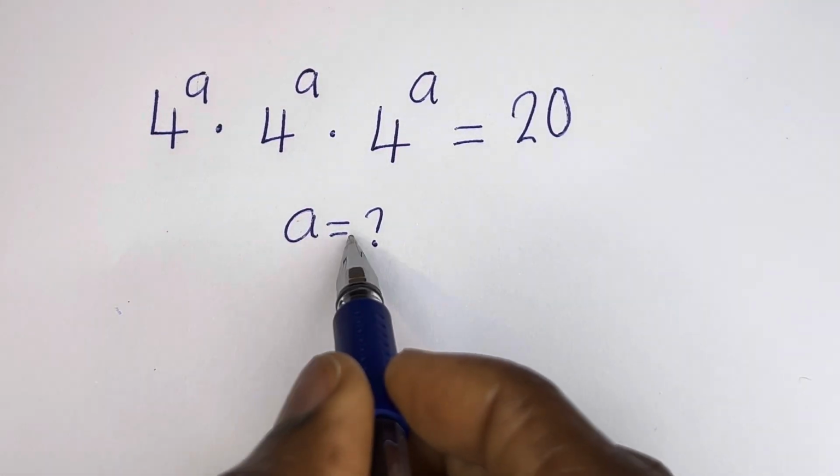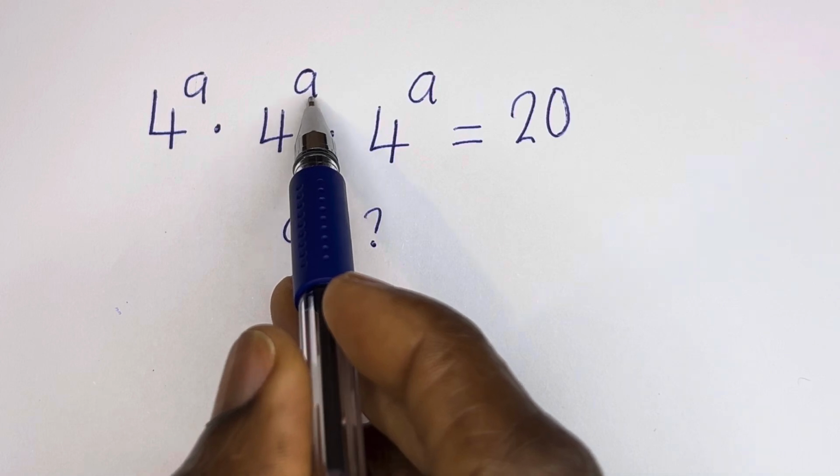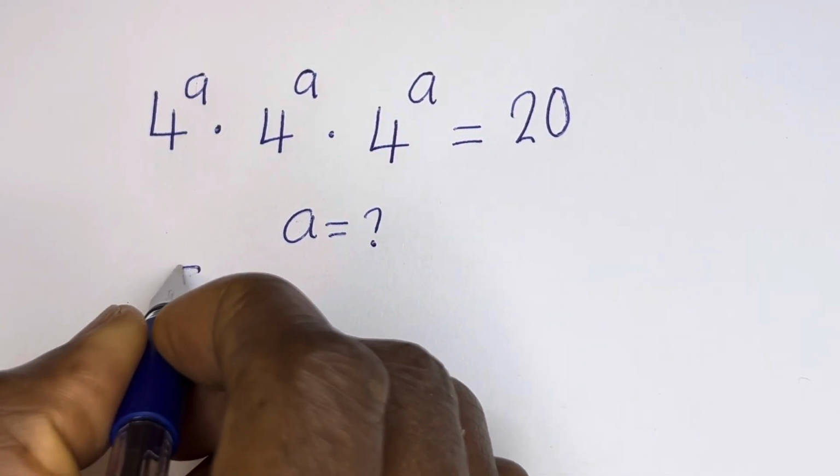Hello, how to solve for a in this equation? 4 to the power of a multiplied by 4 to the power of a multiplied by 4 to the power of a is equal to 20. Solution.